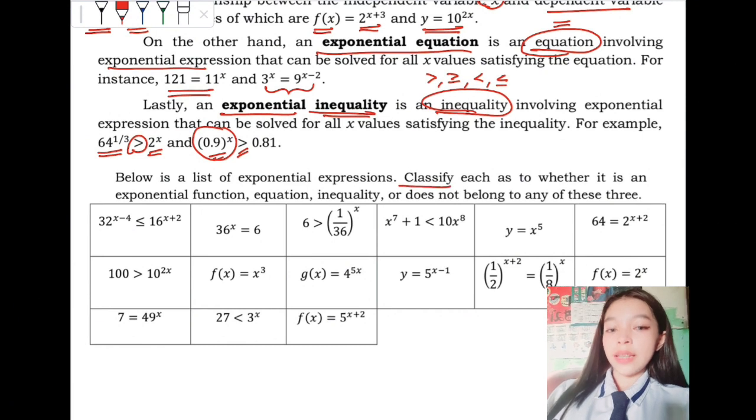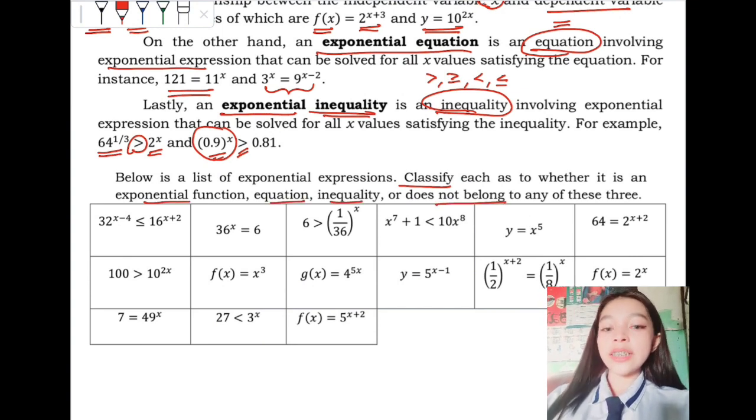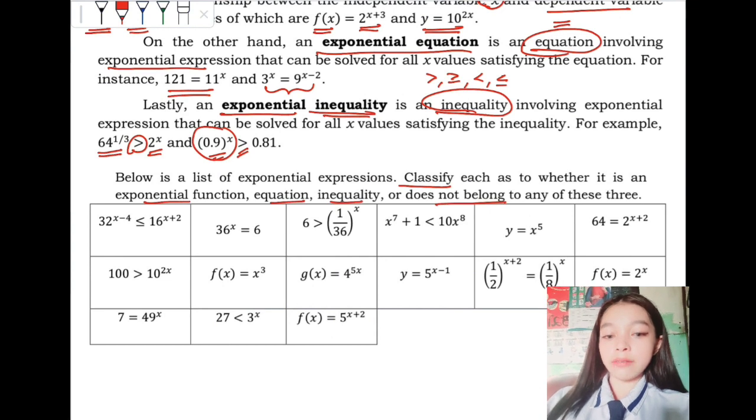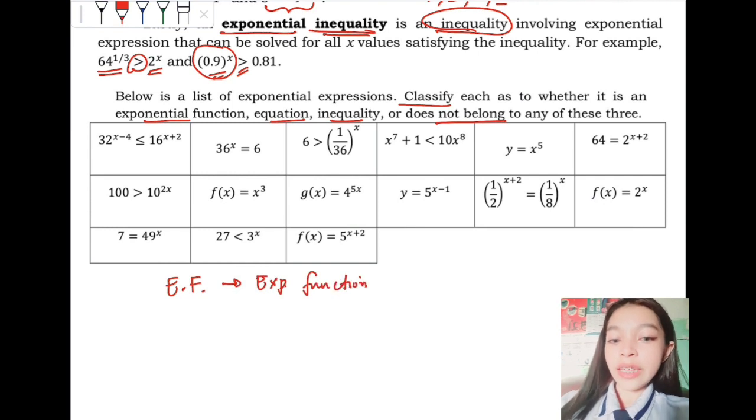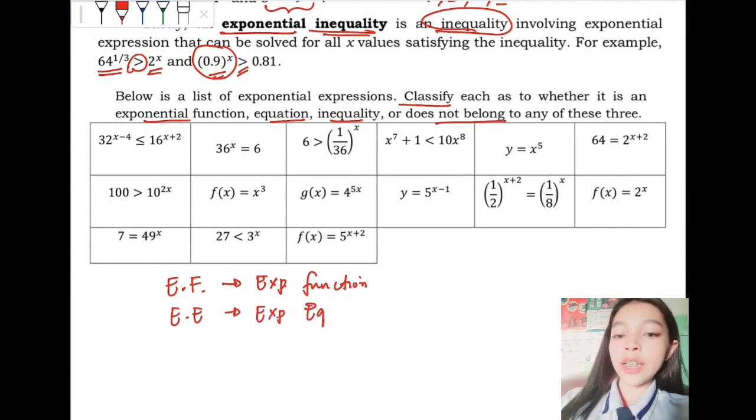This time, let's classify each as to whether it is an exponential function, equation, inequality, or does not belong to any of these three. Now that you already know about this topic, it is your turn to answer the following. You can use EF for exponential function, EE for exponential equation, EI for exponential inequality, and DNB for does not belong.